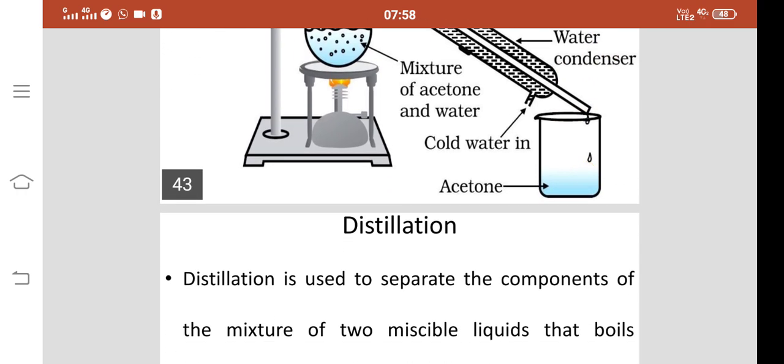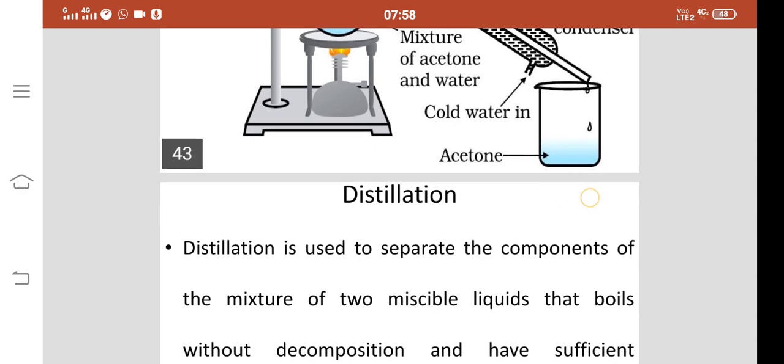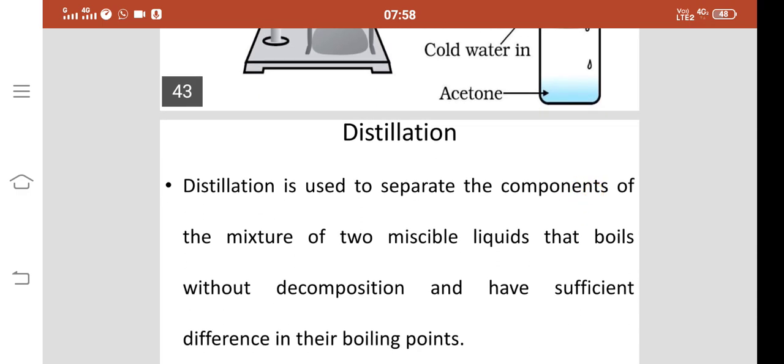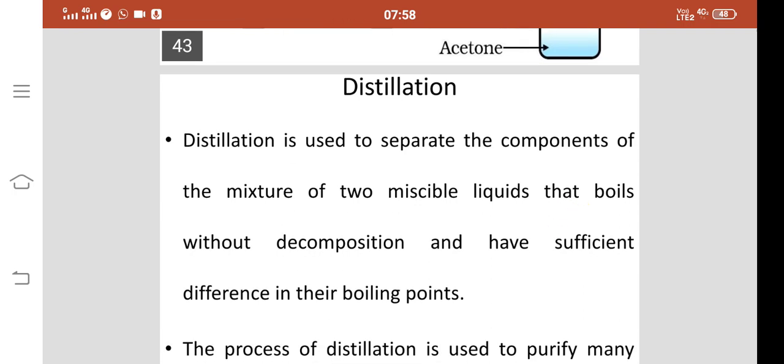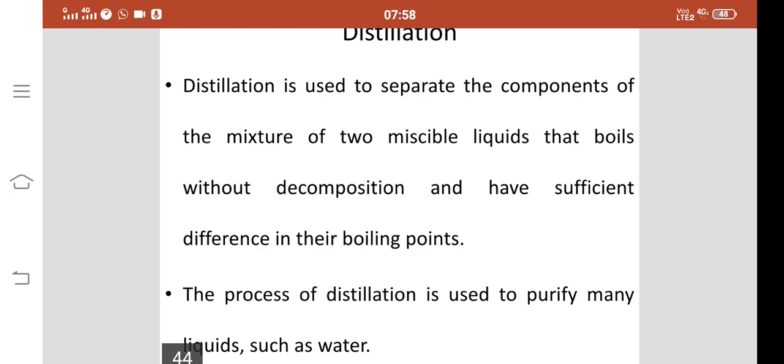Distillation is used to separate the components of mixtures of two miscible liquids without decomposition, which have a sufficient difference in their boiling points. The process of distillation is used to purify many liquids such as water.